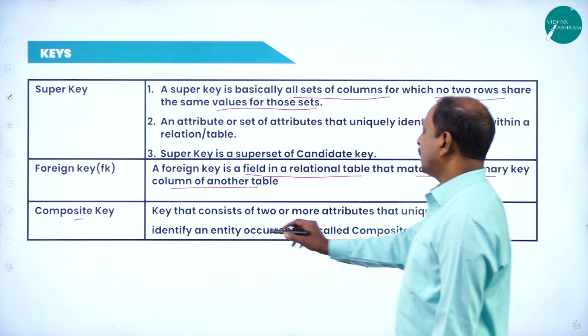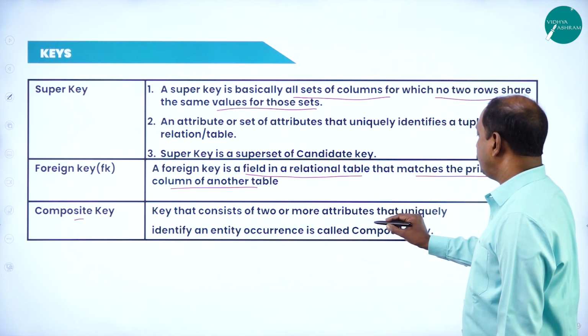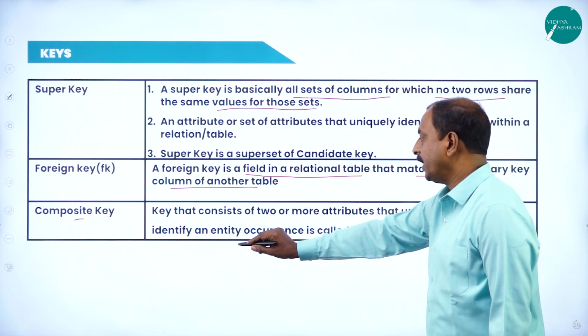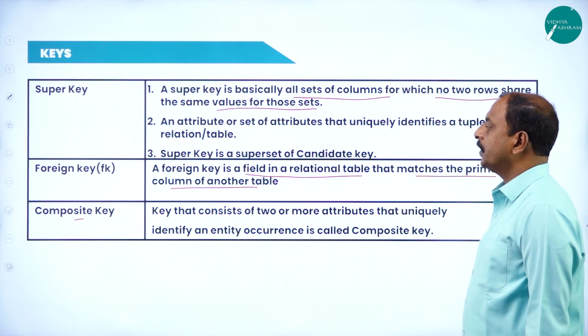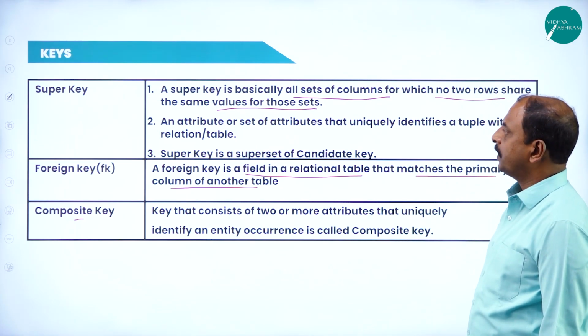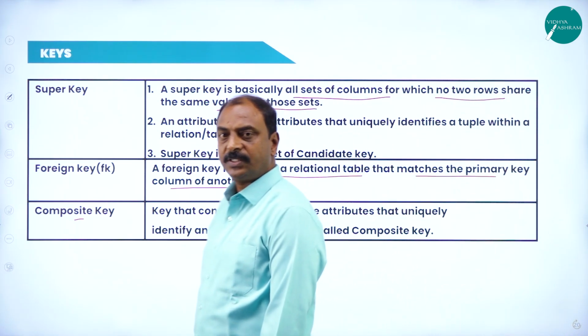Next one is composite key. It consists of two or more attributes that uniquely identify an entity occurrence, and is called a composite key. These are all the different types of keys with respect to database concepts.